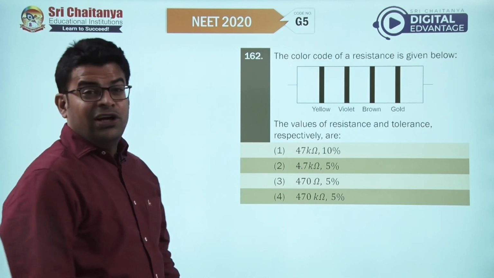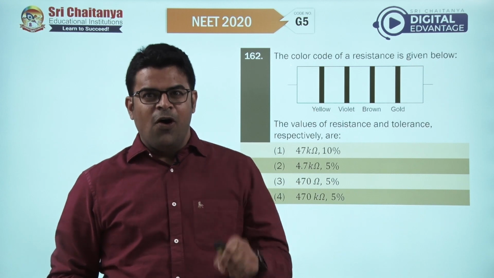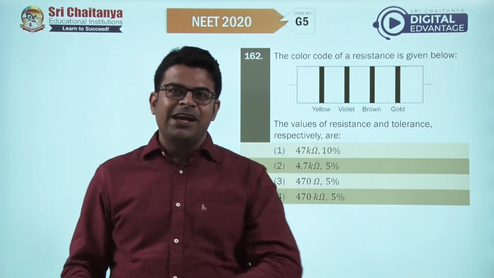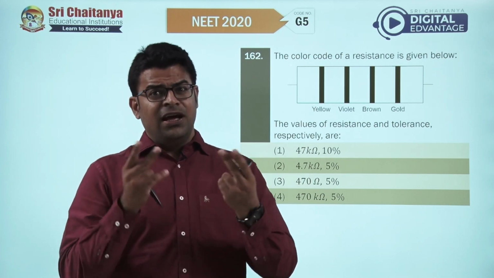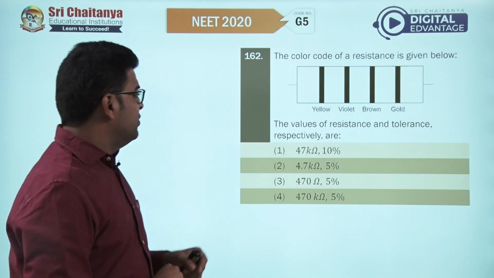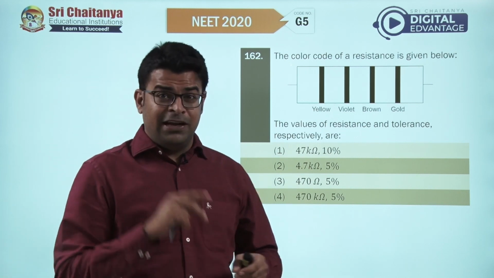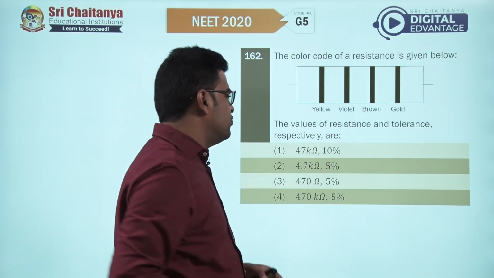Question number 162. I said it in class, color code is the newfound love of CBSE. Whether it's main, whether it's NEET, they are continuously asking color code. And I think that you all remember the mnemonic B.B. Roy of Great Britain. So if you would have made the table twice with your own hand as instructed to you, you would have done this question easily.